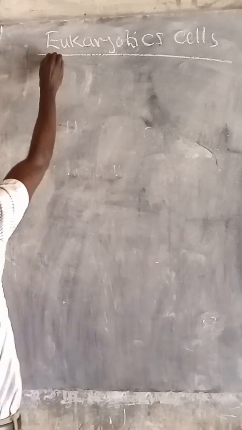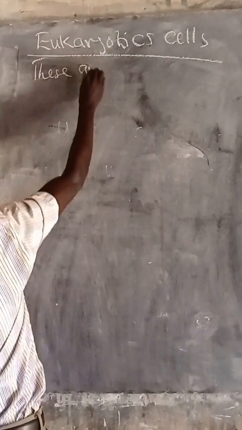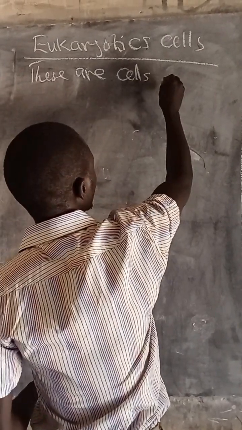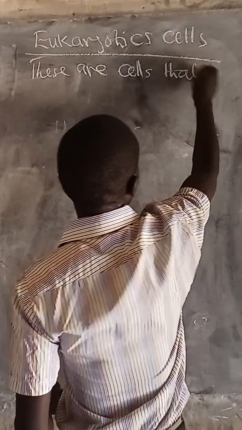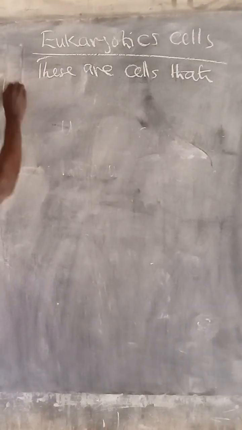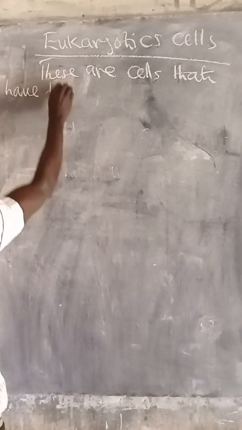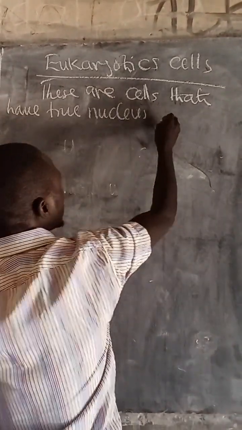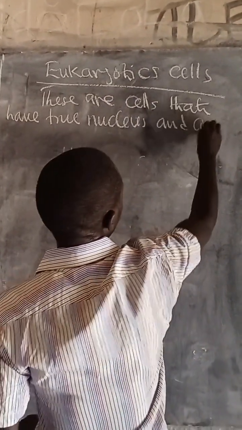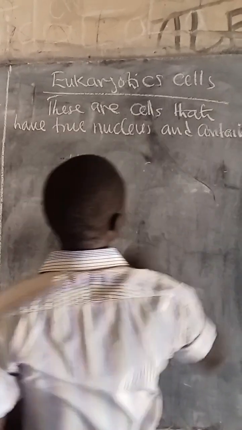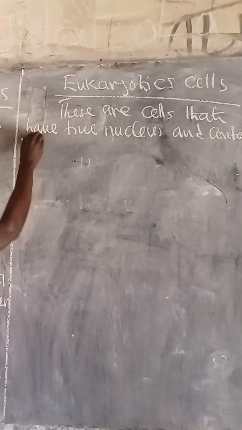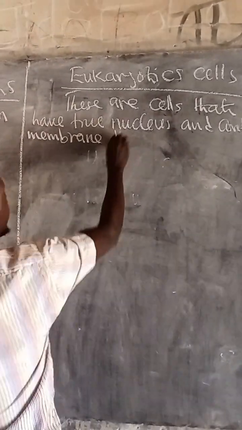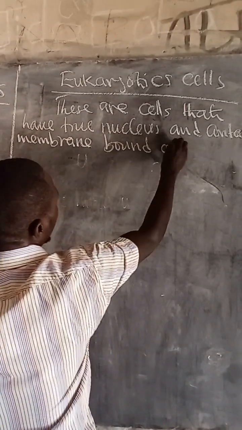So we're saying these are cells that have a true nucleus and contain membrane-bound organelles.